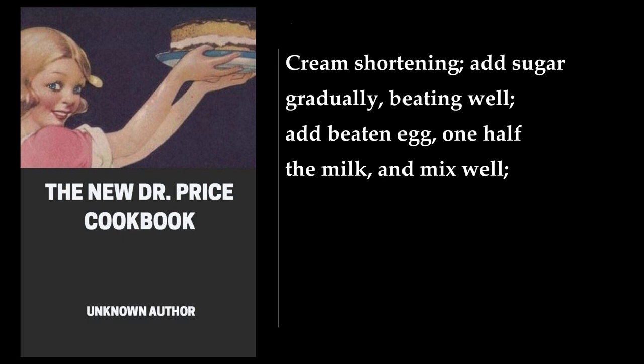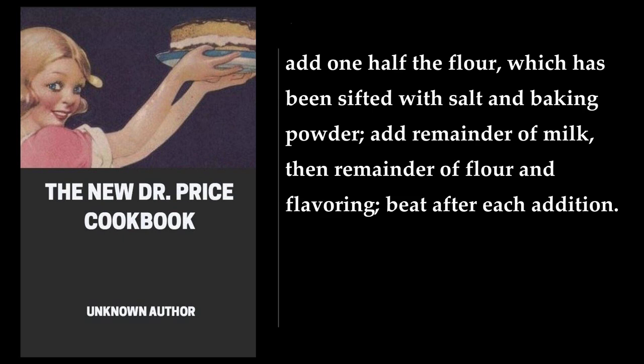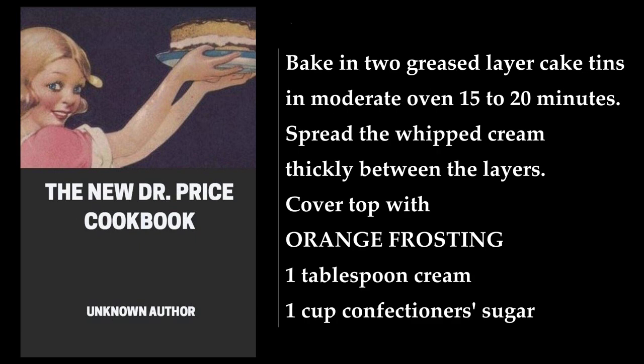Cream shortening, add sugar gradually, beating well, add beaten egg, 1/2 the milk, and mix well. Add 1/2 the flour, which has been sifted with salt and baking powder, add remainder of milk, then remainder of flour and flavoring, beat after each addition. Bake in 2 greased layer cake tins in moderate oven 15 to 20 minutes. Spread the whipped cream thickly between the layers.